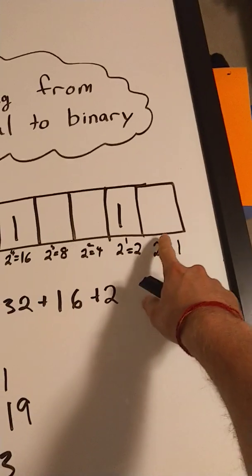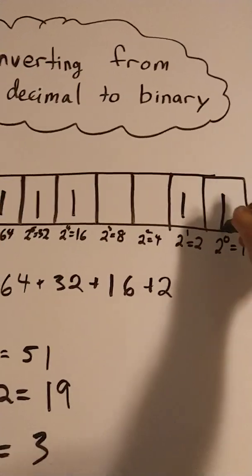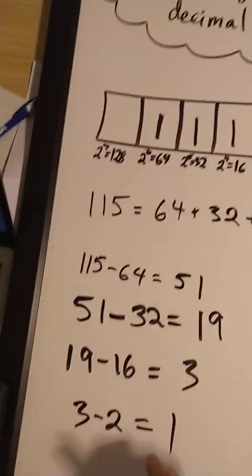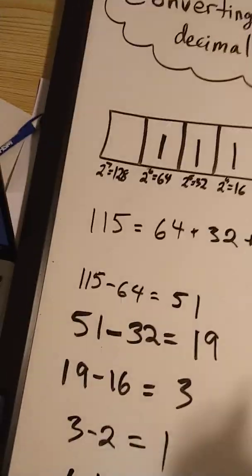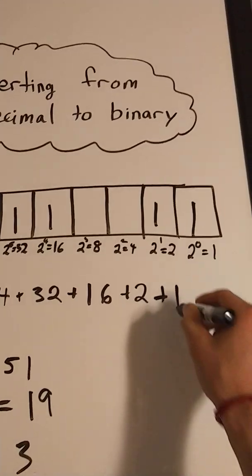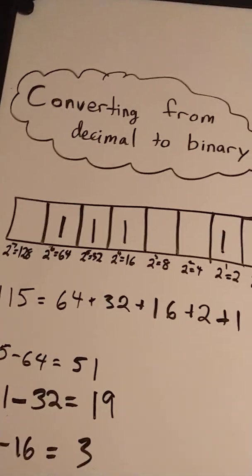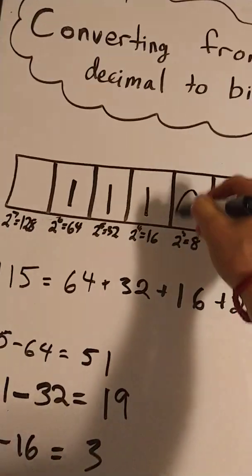We have to figure out a power of 2 that gives us 1. Well, would you look at that? 2 to the 0 gives us 1. So that's going to be our final 1 there. When we do 1 minus 1, we get 0, so we know we're done. I forgot to add it here. And now the final thing you do is fill in the other zeros.